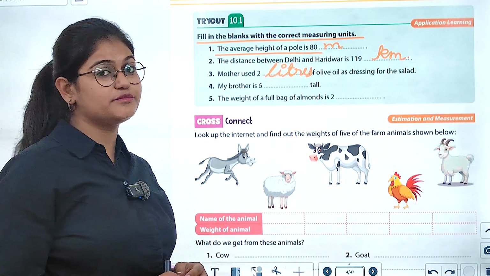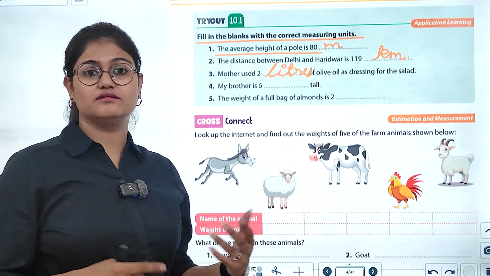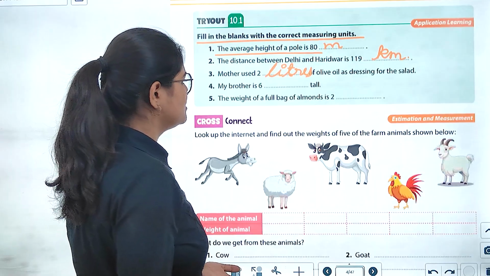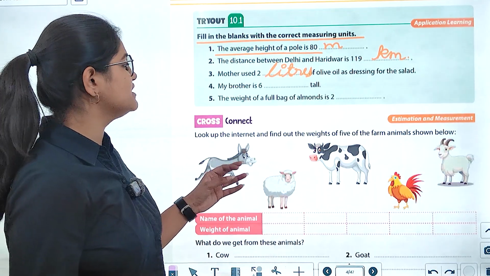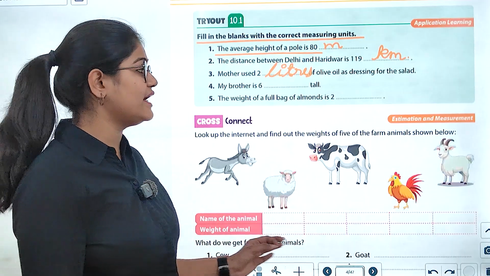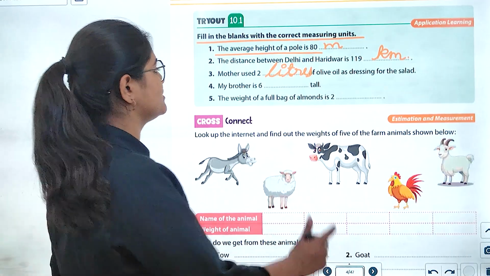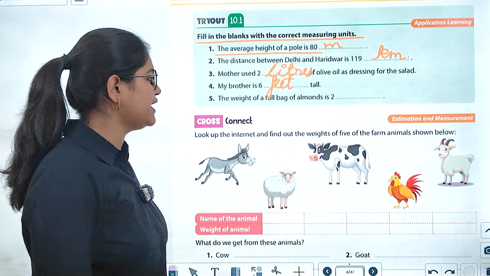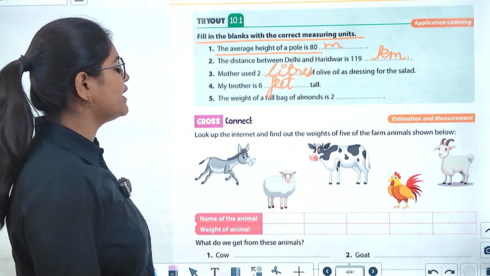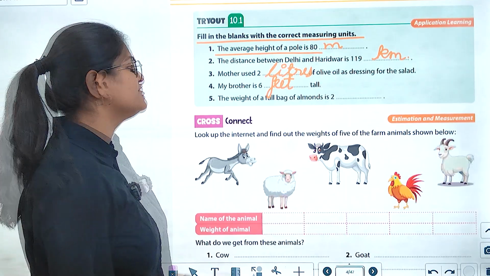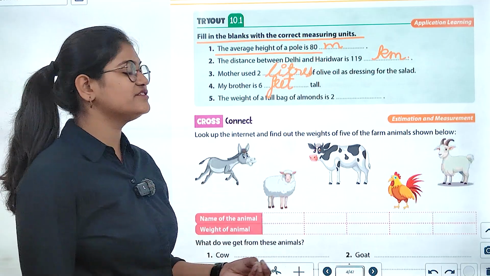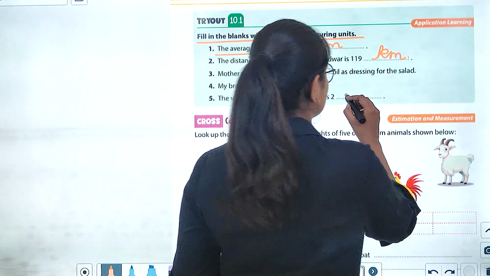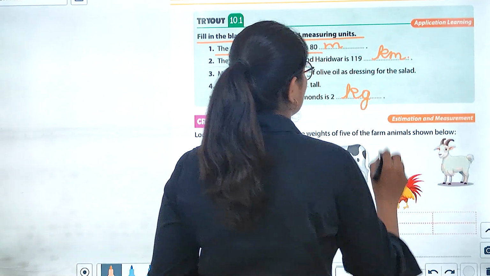Now my brother is 6 dash tall. सो अब हाइट हम किस में मेजर करेंगे? ऑब्वियसली इन सेंटीमीटर्स. Okay, sorry. My brother is 6 dash tall. So हम height यहाँ पर measure कर रहे हैं. So obviously it would be measured in feet. So my brother is 6 feet tall. Right? Next, the weight of a full bag of almonds is 2 dash. So obviously full bag of almonds is going to be measured in kgs. So 2 kilograms, right?